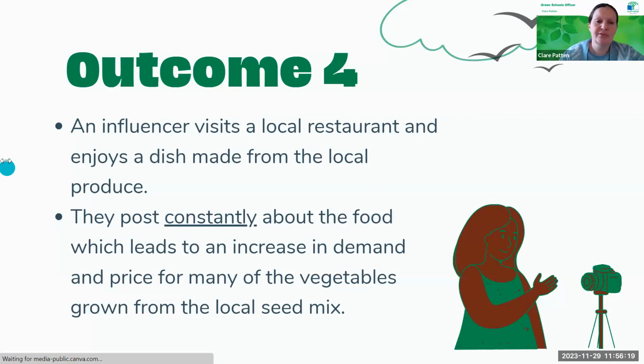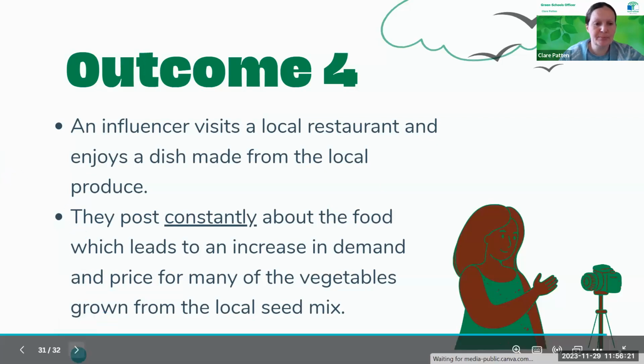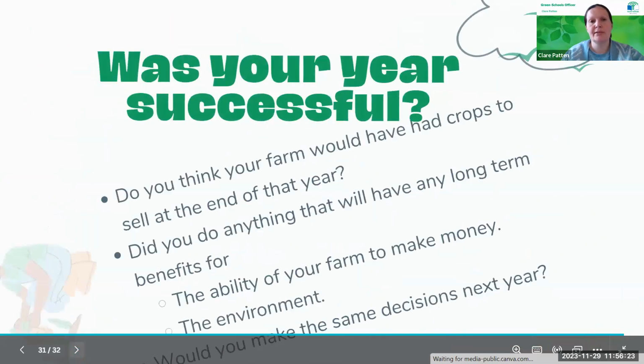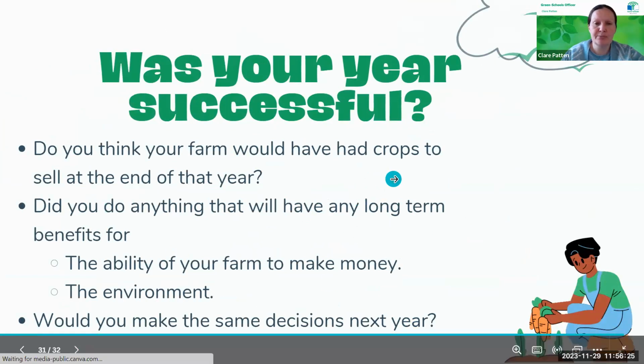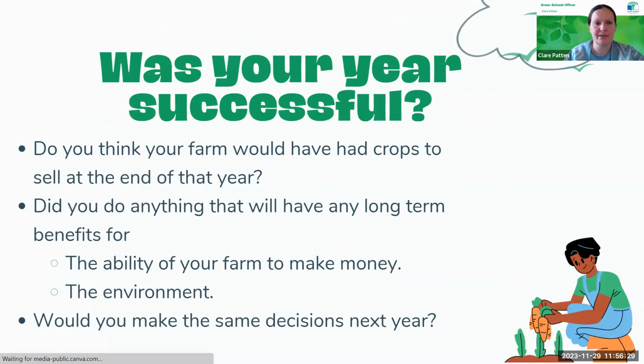So that was just to show you guys how random it can be about how well you might do. So have a think, did you have a successful year, depending on what number I picked at the end there? Do you think your farm would have had many crops to sell? And as well as that, did you do anything that will have long-term benefits for your farm? Or anything that will benefit the environment for a longer time?